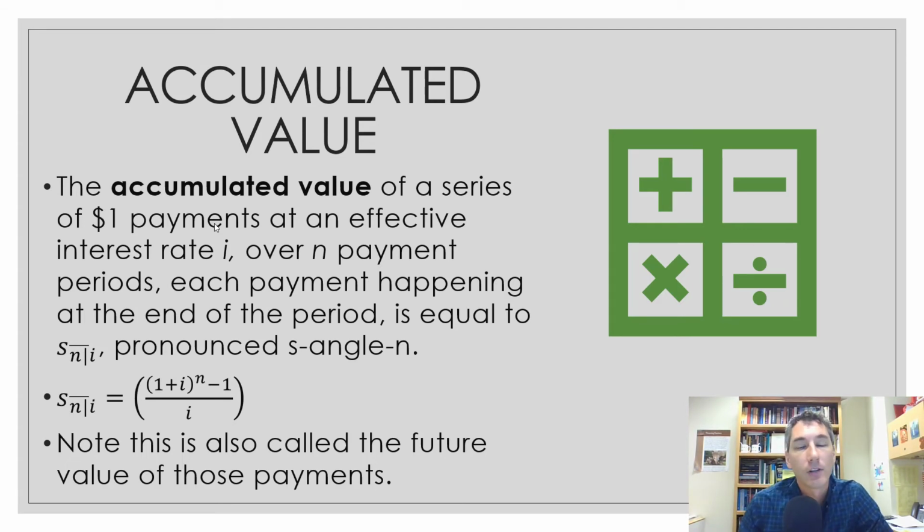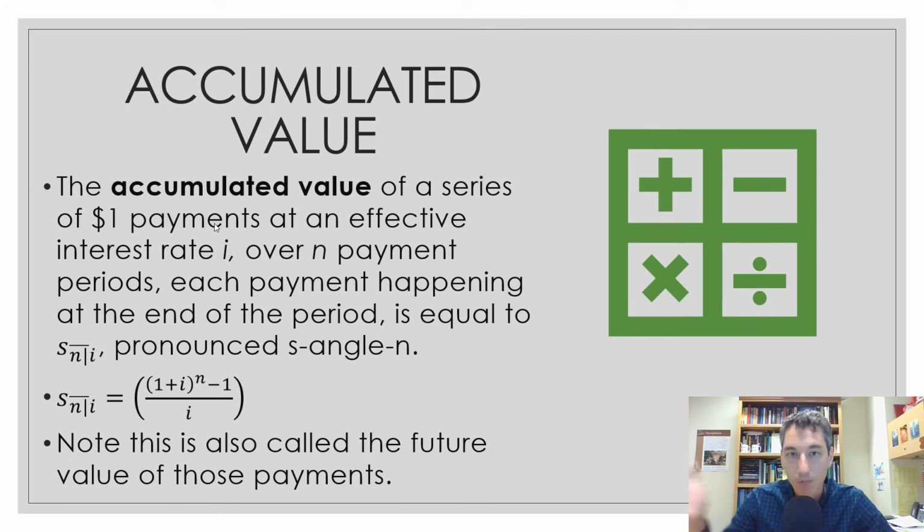Okay? And then you say, well, what if it was $20 payments or $50 payments? Well, it turns out because of the way the math works, you could just factor out that $20, and if it was $20 payments, you just take 20 times s angle n. So that's really nice. We base s angle n on $1 payments, and then we can change it to any other payment as long as it's a constant payment.